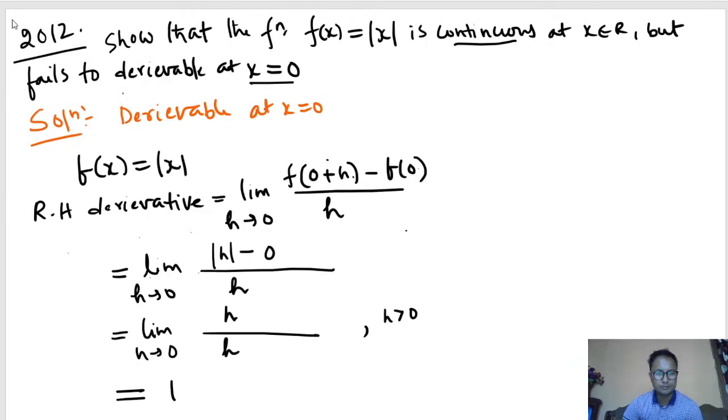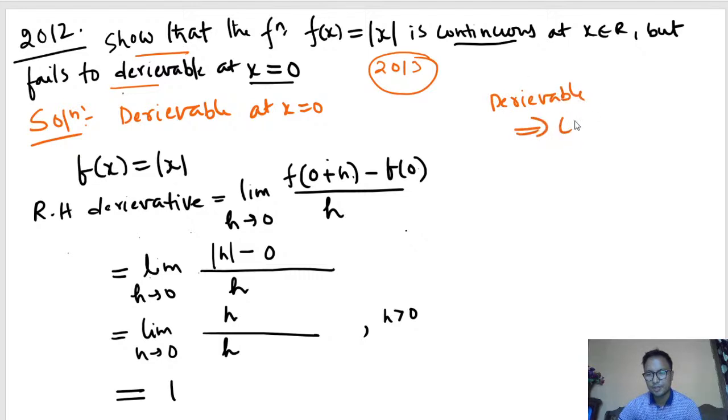The 2012 question, see the question there. This was again asked in your 2013: derivable implies continuity. In 2013 it carried 4 marks. Okay, and then study the next one, the 2014 question. It's a very interesting one.